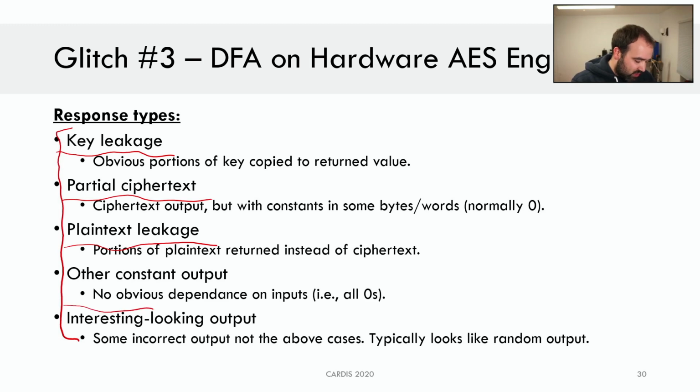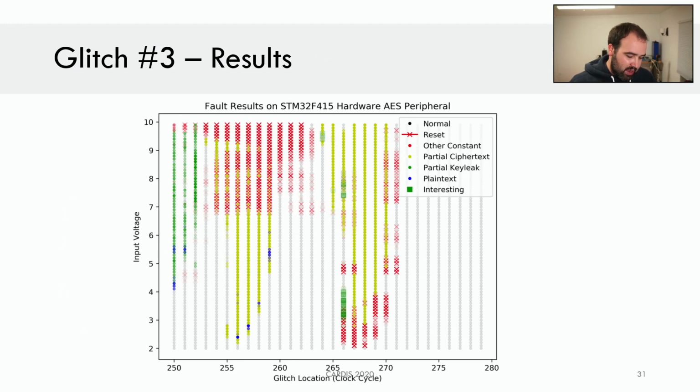We also got some interesting-looking output, which we classified as something that wasn't obviously the input, the output, the key, or just constant zeros. That interesting-looking output would probably be the most interesting to explore more. We didn't push this to a full DFA attack, but we did look at where these happened. For example, this shows all the different results. In this case, the width is fixed. We're sweeping along in time where the glitch is inserted, and we're scanning the input voltage to increase it.